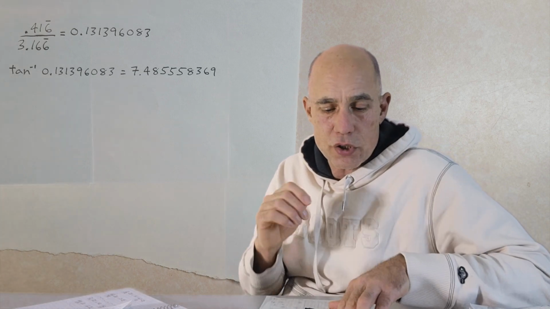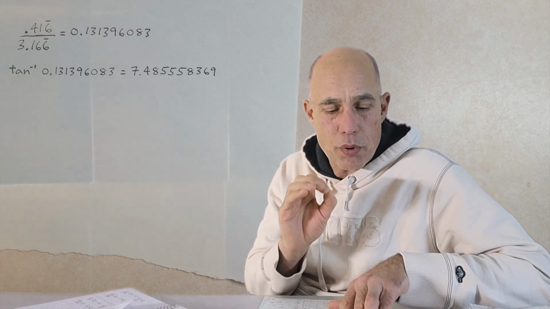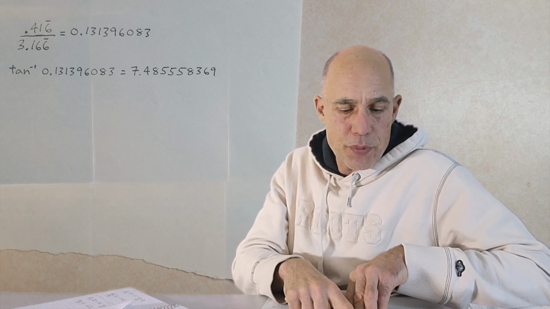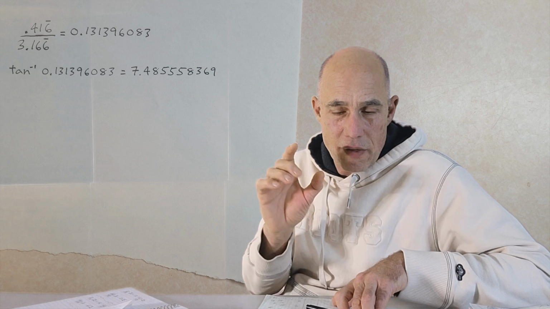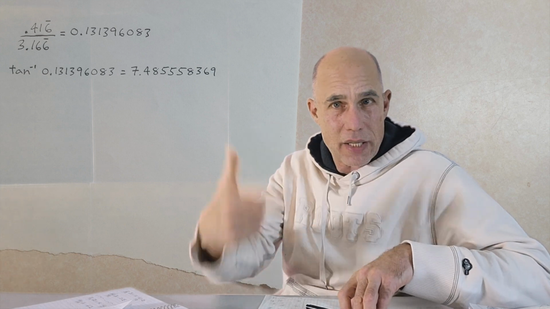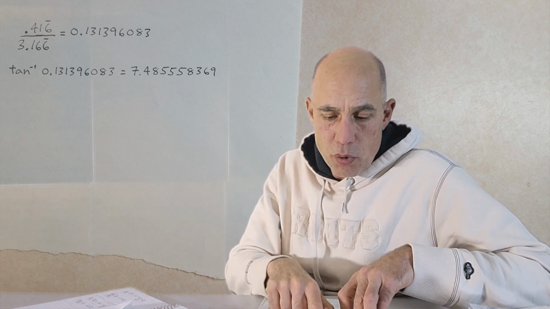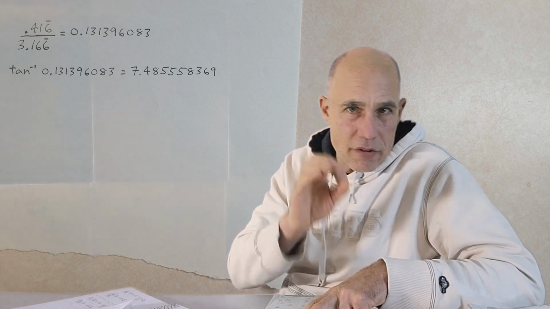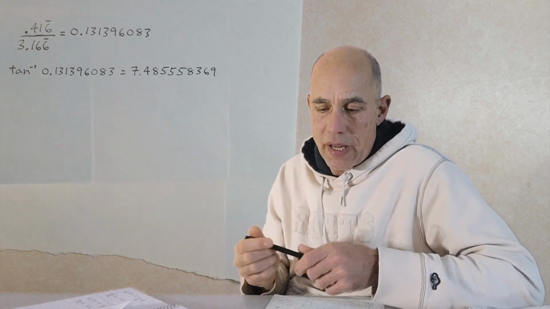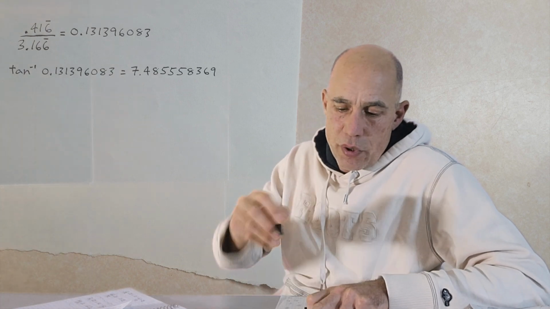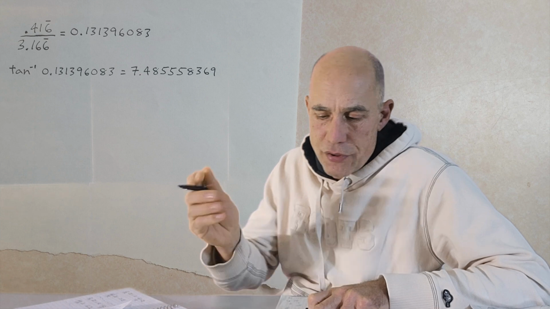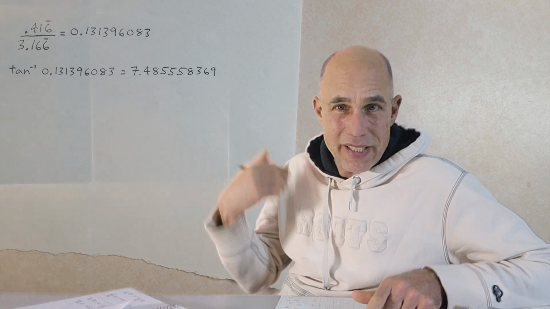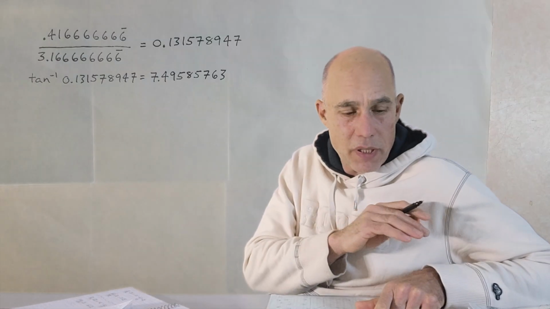So we're going to use just 3 decimal places: 0.416 and then 3.166. Then we do that calculation, and we get an answer of 0.131396083. Then we hit inverse tan on our calculator, and we get an answer of 7.485558347.